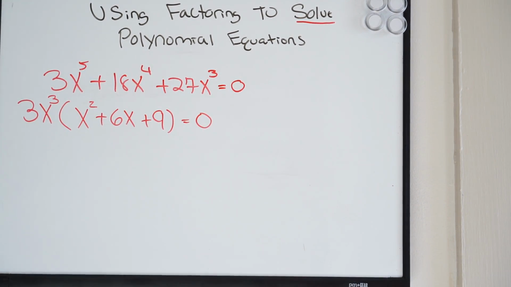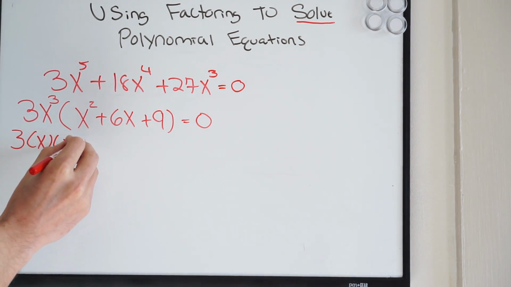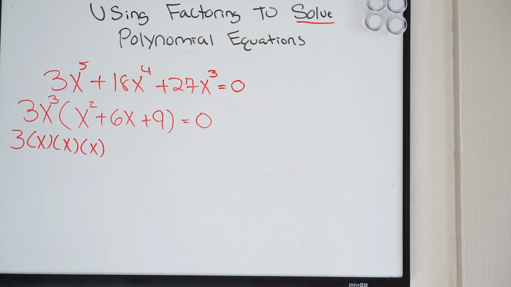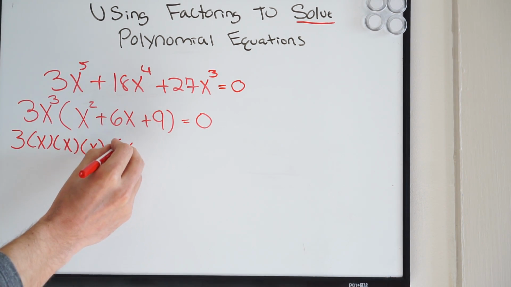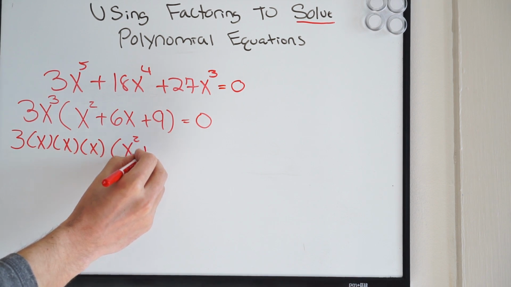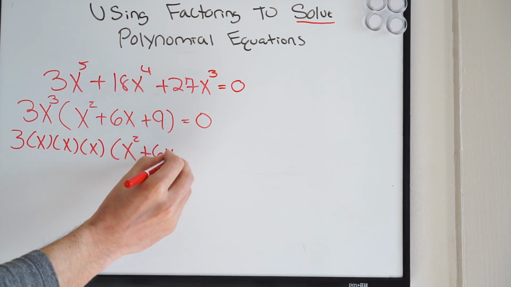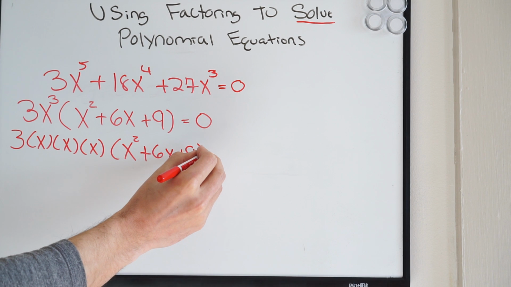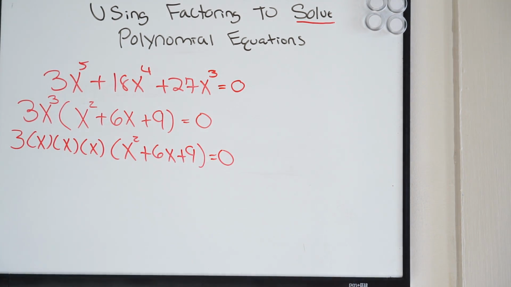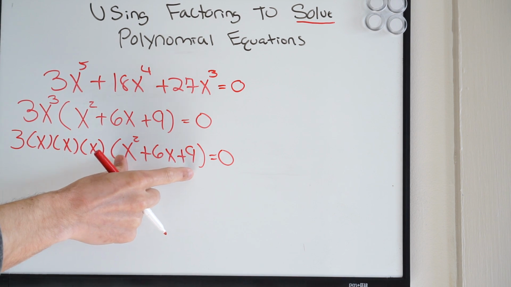And I'm just going to take this a little bit further. This x cubed here, we could just expand that out. So we'll have 3, and then we'll have x times x times x. It's the same thing. And then I'm just going to rewrite this here. We have x cubed plus 6x plus 9, all equal to 0. What I want to do now is try to factor this.